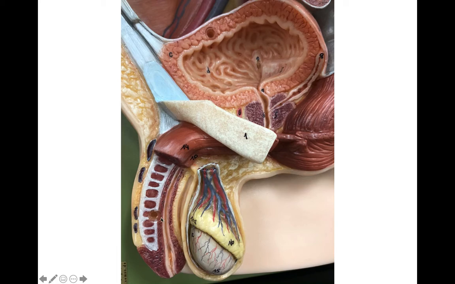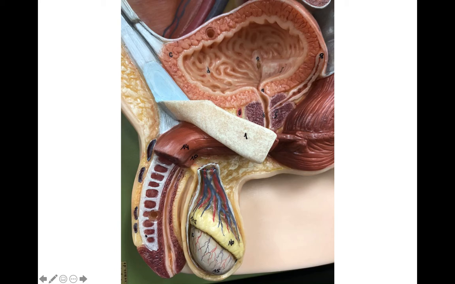So this tissue, in this picture, is reddish. The erectile tissue that surrounds the spongy urethra is the corpus spongiosum. Spongy urethra, corpus spongiosum. This corpus spongiosum expands at the end of the penis to form the glans penis. So this expanded region of the penis is referred to as the glans penis. Okay? So spongy urethra, corpus spongiosum, and then glans penis.